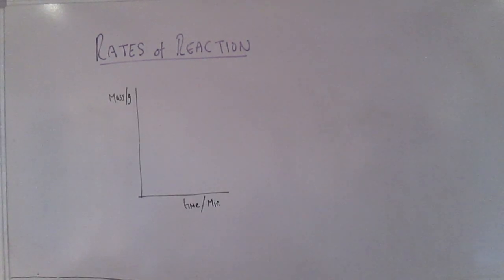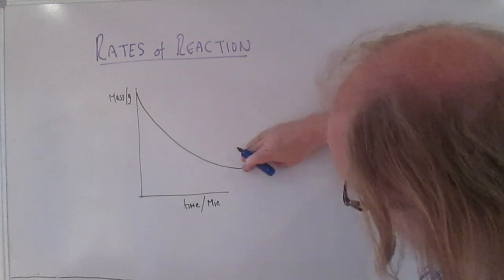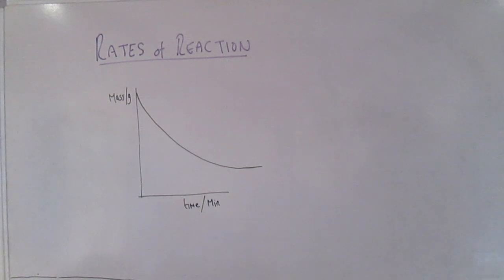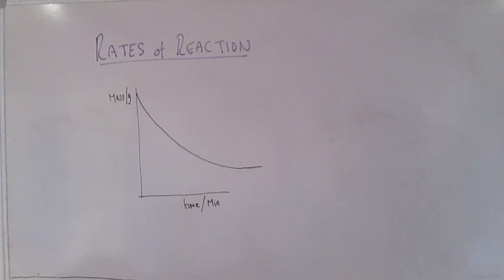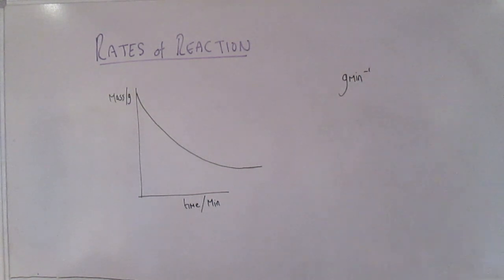If we had followed the same reaction by measuring the decrease in mass as the hydrogen gas escapes from the flask out into the air, then again we'd have got a curve, except this time, because the mass is decreasing, we'd have got a curve that looked something like that. Again, levelling off at the end when there's no more hydrogen to be lost. And you would just find the rate in exactly the same way. Draw a tangent at whatever time you want to, measure the gradient of the tangent, and the units this time, instead of cm cubed per minute, would have been grams per minute. So you'd have written it as grams per minute like that.